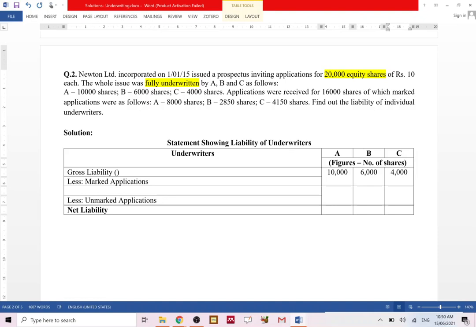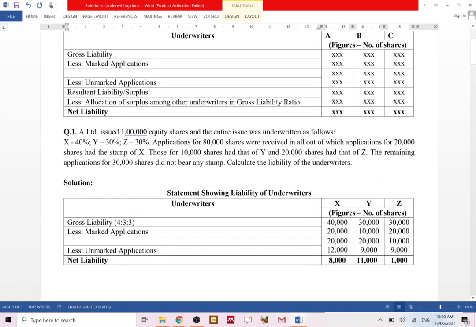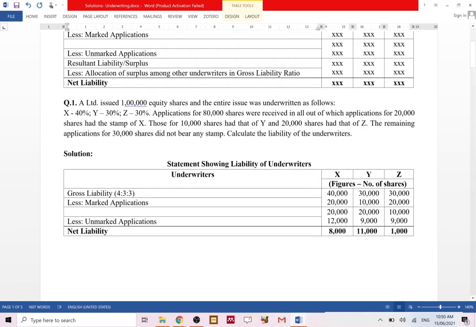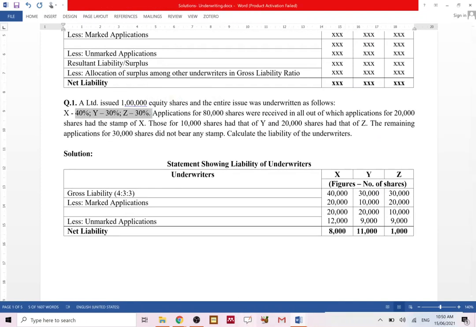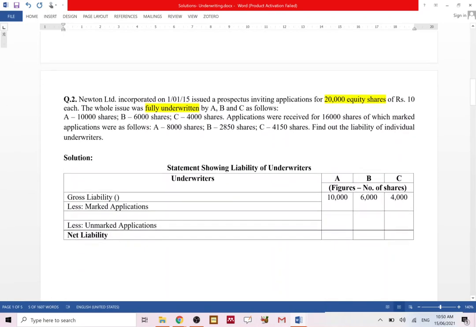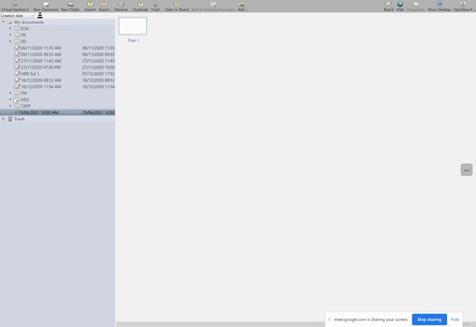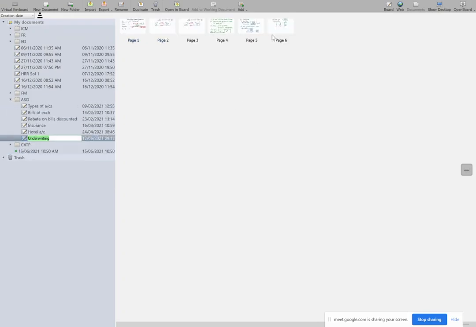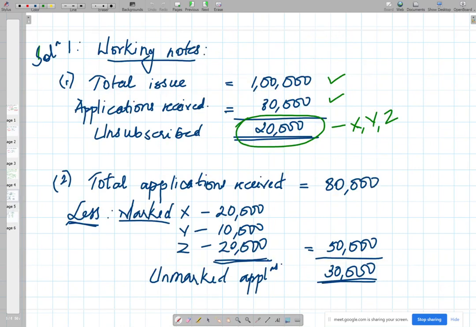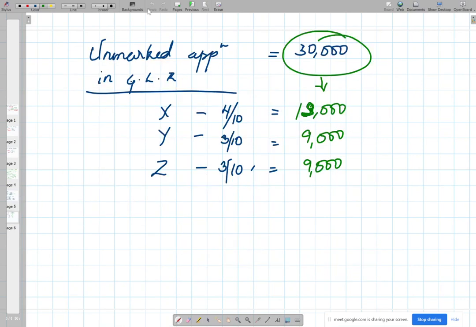Now, from this we need to figure out the gross liability ratio. If you see the earlier problem, the first problem, we were given percentages and we could easily reduce these percentages to ratios. So, we knew 4:3 was the gross liability ratio. Same way, from these amounts that are given, you have to reduce them down to ratios and see how much is the gross liability ratio of all these three underwriters.